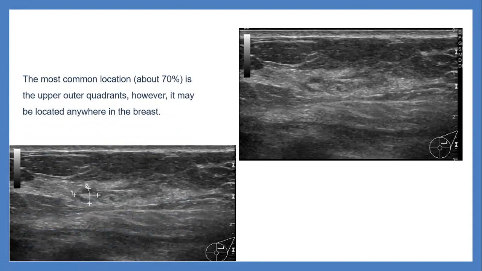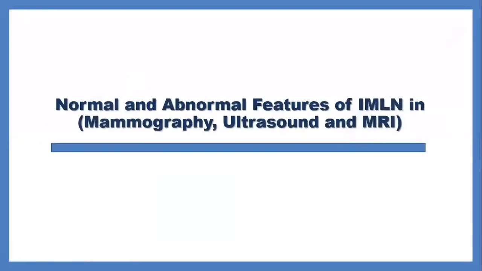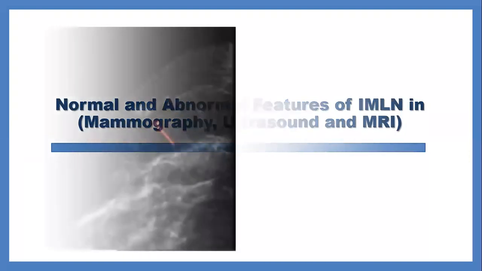So this is the commonest location. About 70% of intramammary lymph nodes are present in the upper outer quadrant, and as we mentioned, they can be seen anywhere within the breast. So let us see what the normal and abnormal features of an intramammary lymph node are in the breast images.